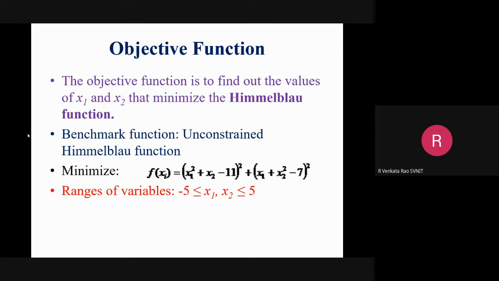So the minimum value of f(x) is 0 for x1 equal to 3 and x2 equal to 2. That solution is known. But when you say that you have developed an algorithm, you have to test that algorithm on hundreds of benchmark functions, from simple to complex benchmark problems. This is a simple benchmark function I have taken for demonstration. It consists of two variables, single objective, and the ranges of the variables are given as -5 to 5. x1 and x2 can take any value between -5 and 5.